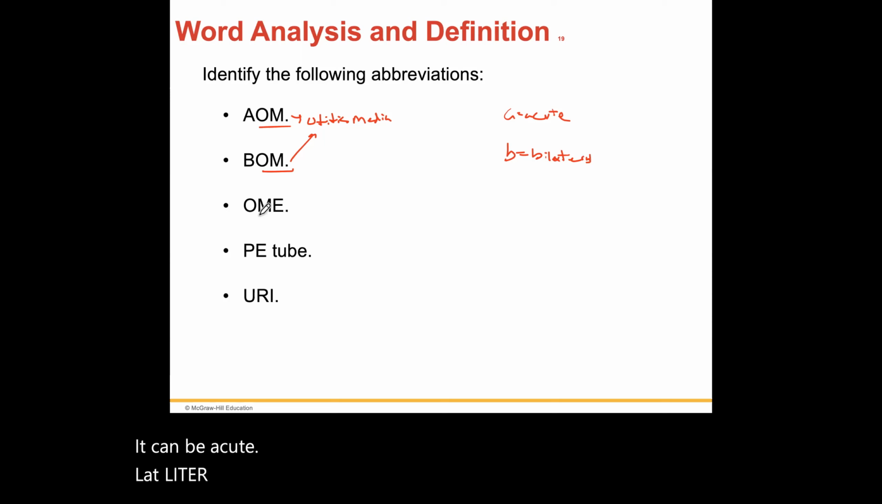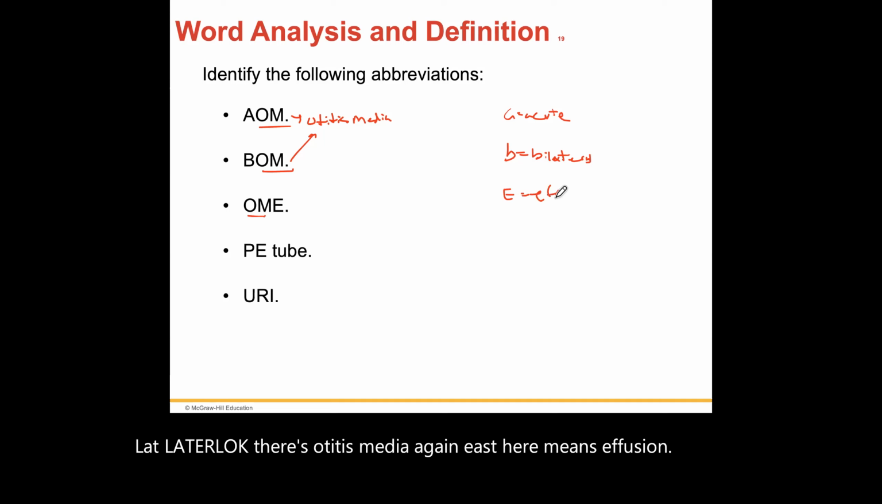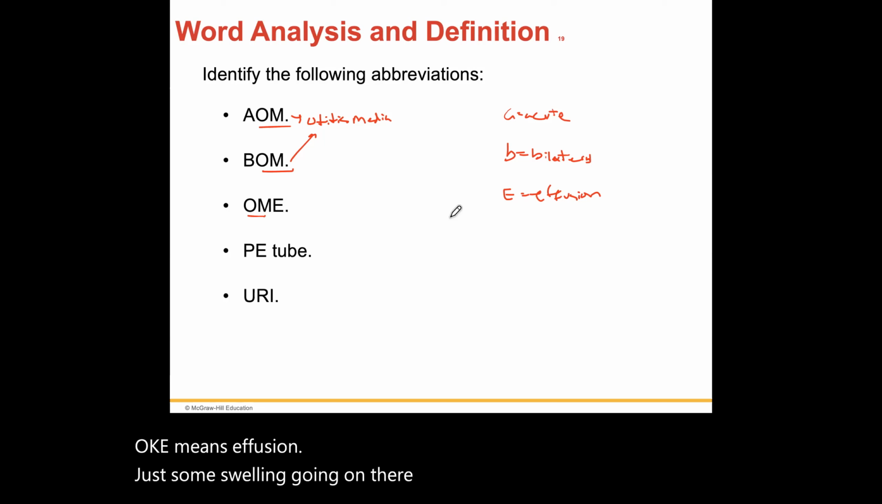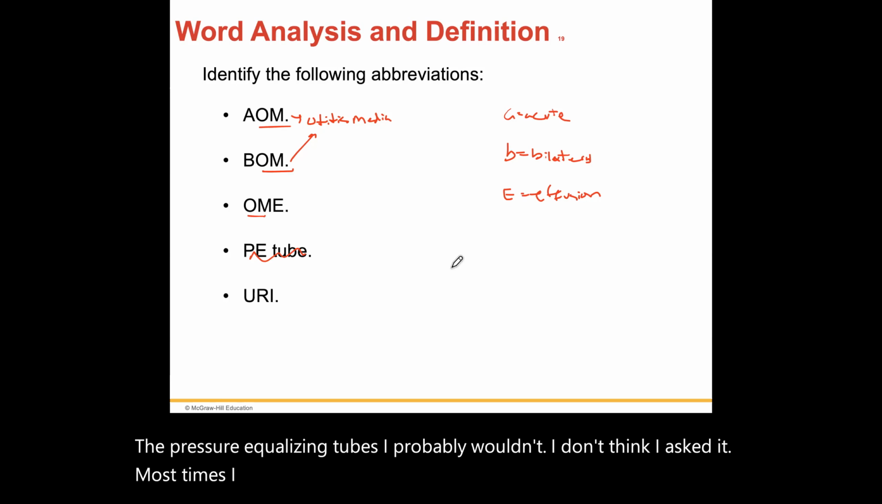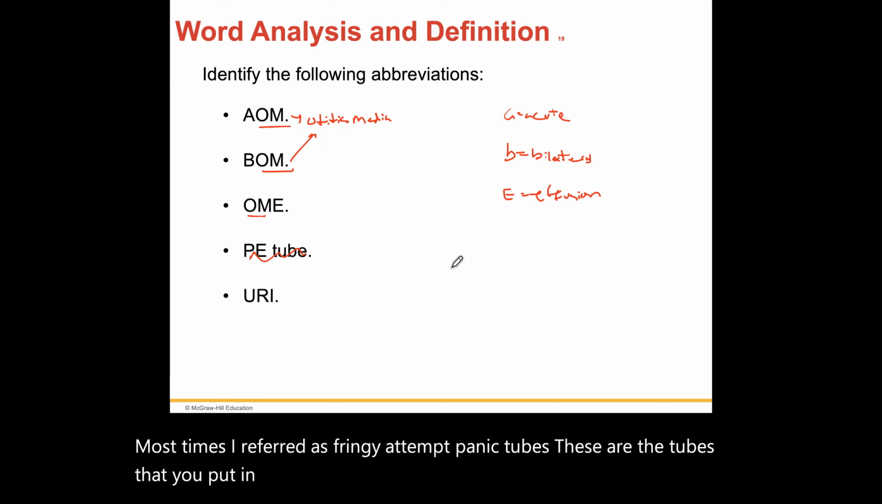L-A-T-E-R-A-L. Okay, there's otitis media again. E here means effusion. Just some swelling going on there, some bulging of that eardrum. PE are the pressure equalizing tubes. I don't think I asked it. Most times they're referred to as pharyngeotympanic tubes. These are the tubes that you put in the ear to get the fluid to drain.